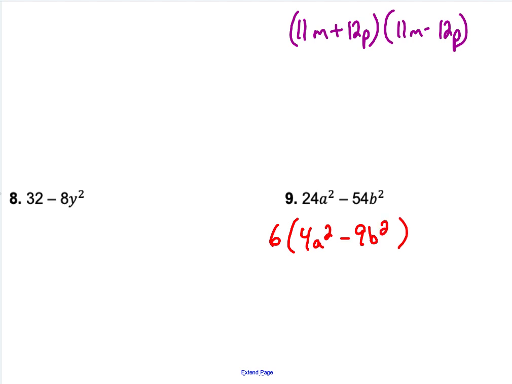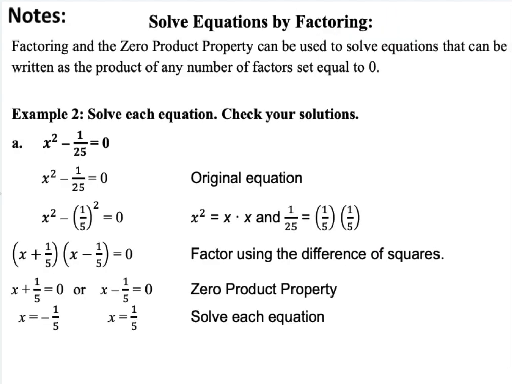Now, 4 and 9 are both perfect squares. So 4a squared would be 2a times 2a. 9b squared would be 3b times 3b, and then I just switch the signs. It doesn't matter which one you list first, the plus or the minus. All right, so now we're going to put this with the next part.